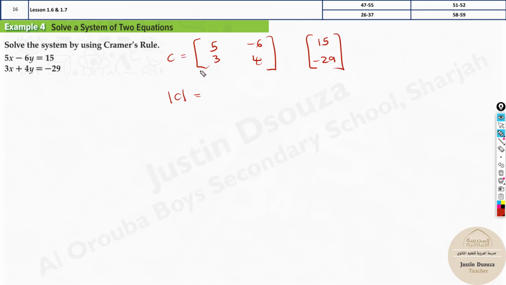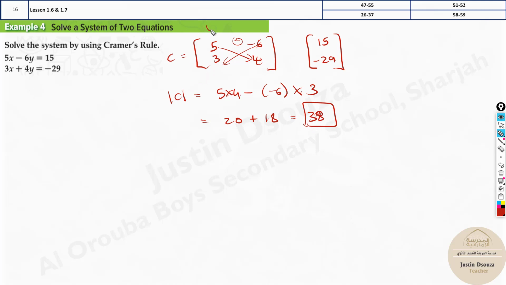Determinant means two straight lines. This is a matrix, right? If you draw two straight lines, that would be finding the determinant. Here it is 5 times 4 and then minus, the minus sign is very important, 6 times 3. So the answer would be 20 minus, and minus again, so plus 18. The answer is 38. That is the determinant of the coefficient matrix, 38.